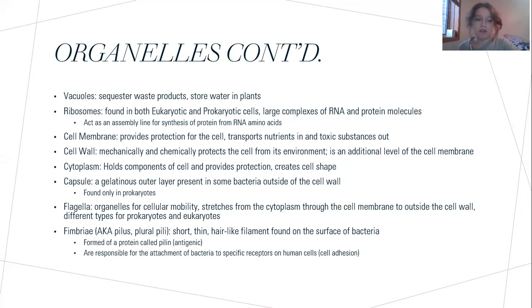And then there are the fimbriae, also called the pilus with the plural pili. These are short, thin, hair-like filaments found on the surface of bacteria. They're formed by a protein called pilin. These are responsible for the attachment of bacteria to specific receptors on human cells by cell adhesion, which is how we get a lot of bacterial infections.